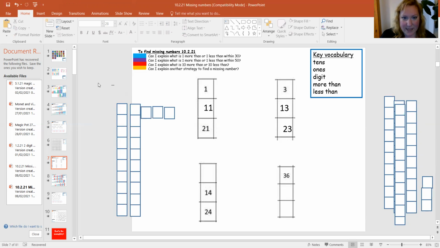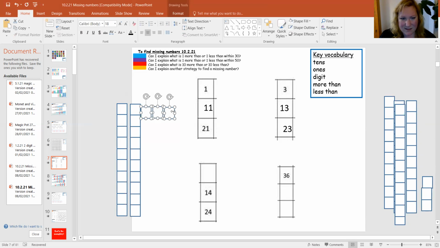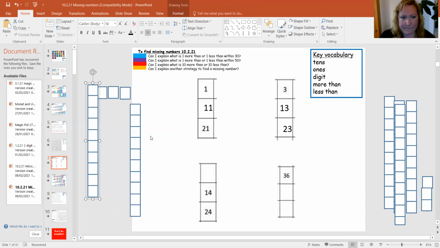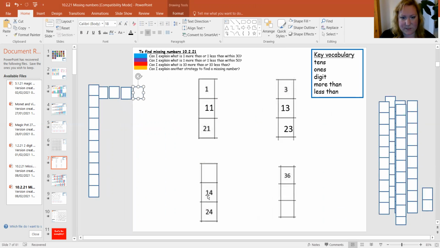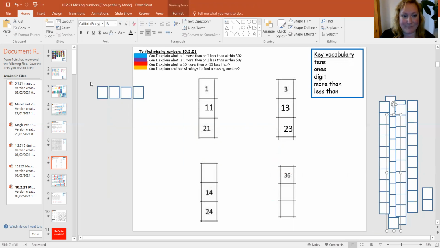Oh, now, hang on a minute. I've got my 14 here. I've got my 24, but then there's a missing one above it. I'm going to start by making 14. That seems like a good place to start. So I've got my 14, 1 10, 4 ones. And now I need to do 10 less than. Take away my 10. And I'm left with 1, 2, 3, 4. Yay! 10 less than 14 is 4.